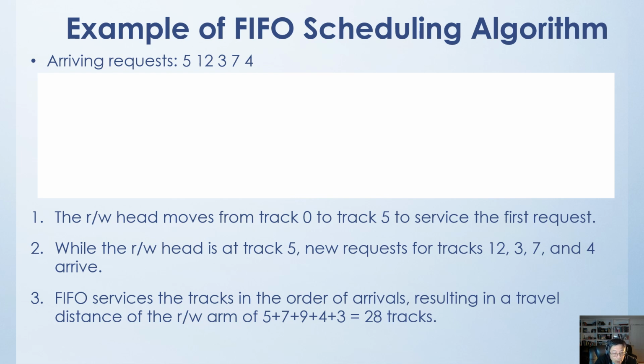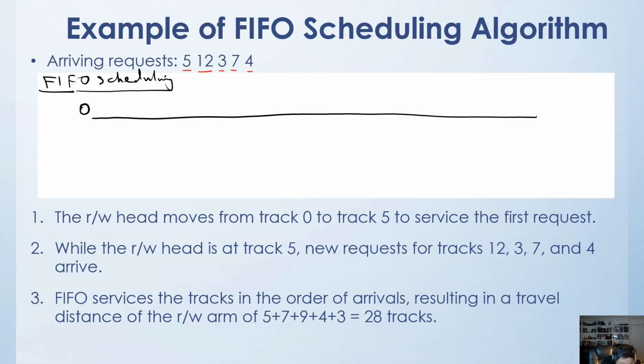Let's take a look at an example of the FIFO scheduling algorithm. Let's assume the arriving requests are tracks 5, 12, 3, 7, and 4. So let's say this is track 0. Initially the read and write head is at track 0, and then we have tracks 3, 4, and 5, right? And then we have 7 and 12.